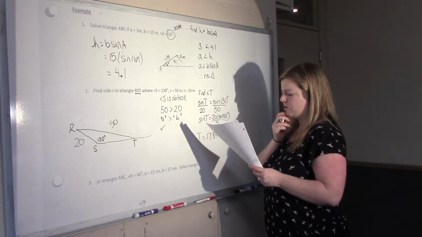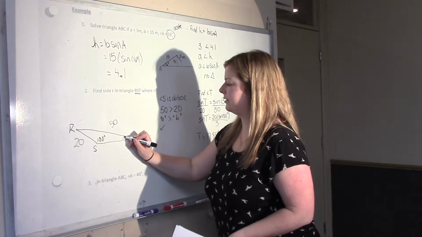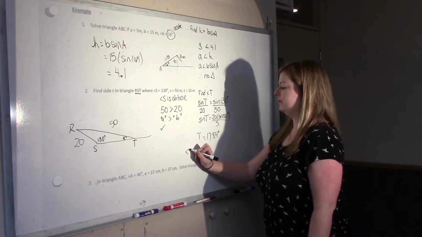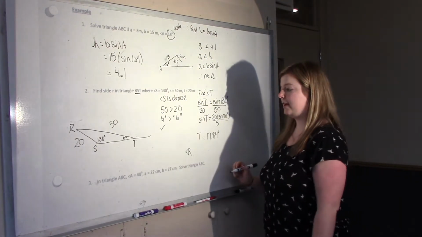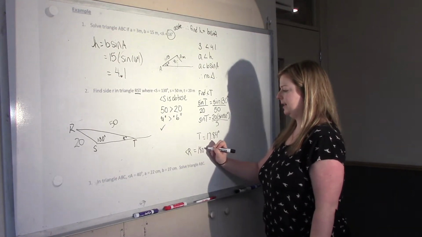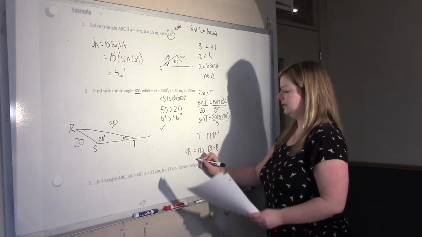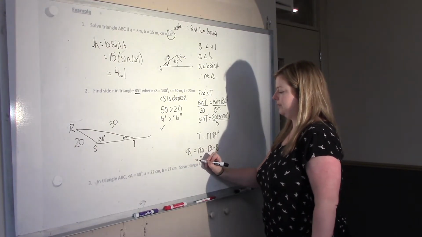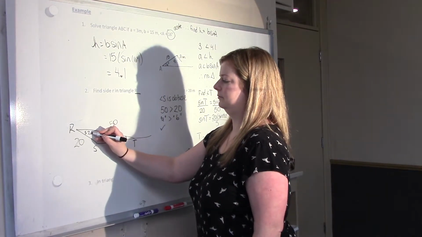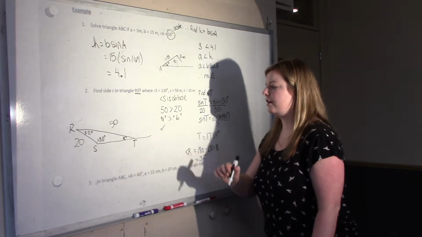Okay, so then I know this is 17, so I'll round that up to 18 degrees. Then I can find angle R using the fact that they must all add up to 180. So angle R will equal 180 minus 130 minus 18, which equals 32 degrees. Now the only thing I need to find is this side length R.